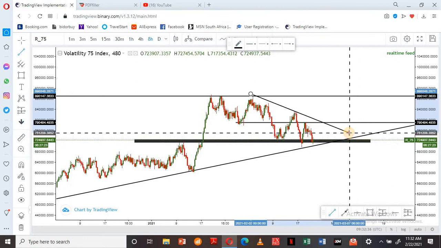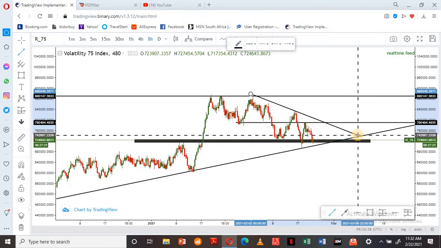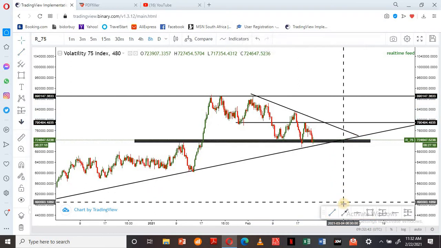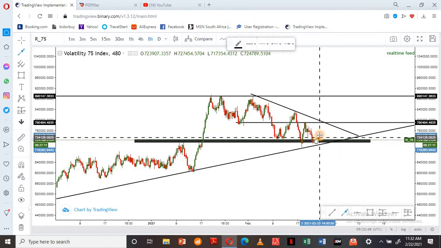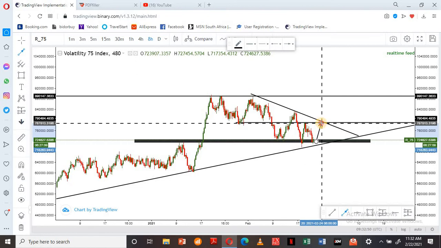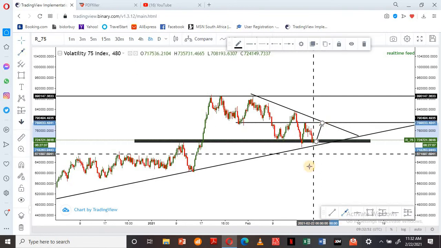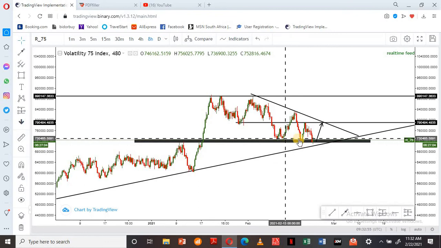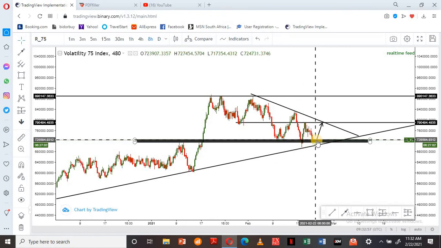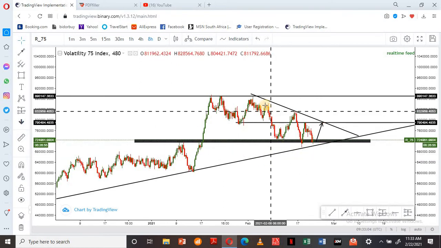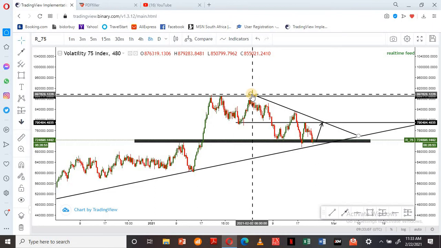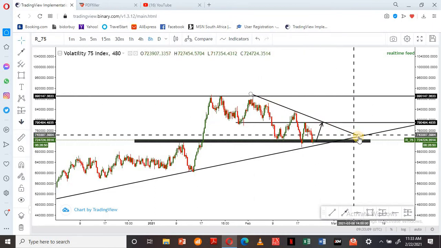So you see now, it's in a wedge. This thing is a wedge. It's trying to form a wedge. Now we have proof that it might come up here. Our first proof is that price is at a level of support, which is highly respected. And our second thing is that we have a wedge. It's playing inside a wedge.